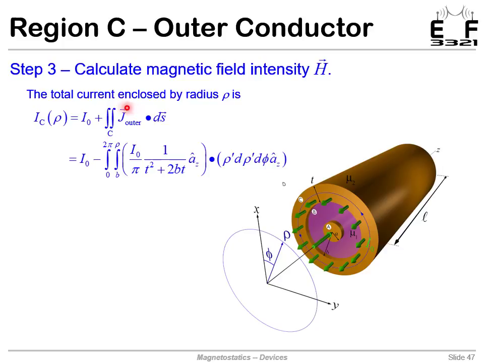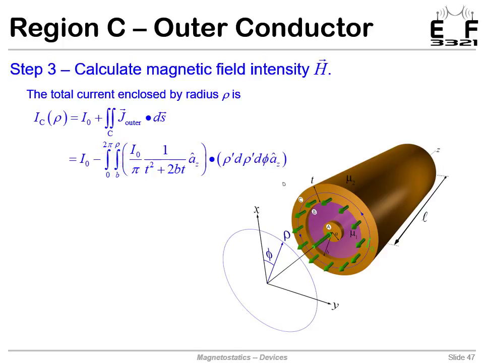So we've substituted in our expression for the current density in the outer conductor. Remember, this was negative because the current is flowing in the opposite direction, so I brought the negative sign to the outside. Our differential surface area is simply rho prime d rho prime d phi a_z. That just comes from cylindrical coordinates. And then we're picking our limits of integration.